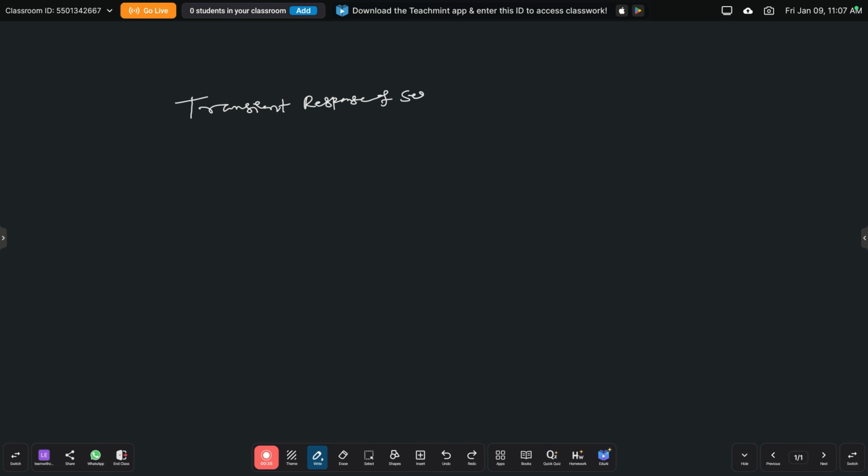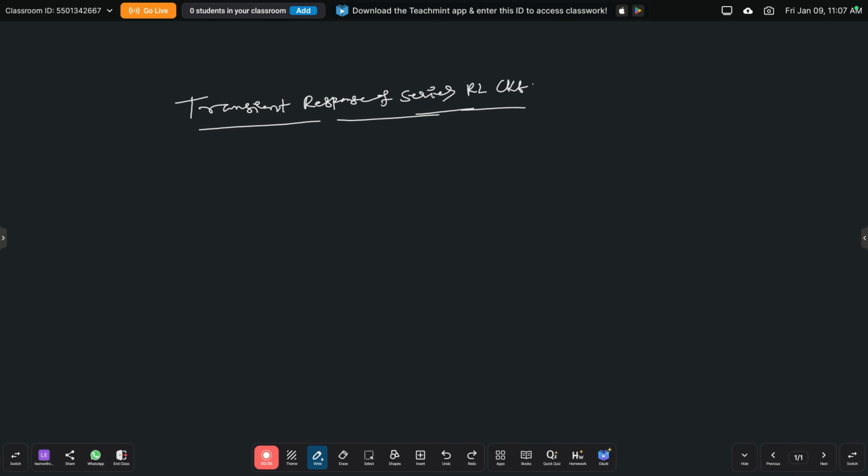Transient response of series RL circuit. So here there are two types. One is the series RL and the second one is the series RC.